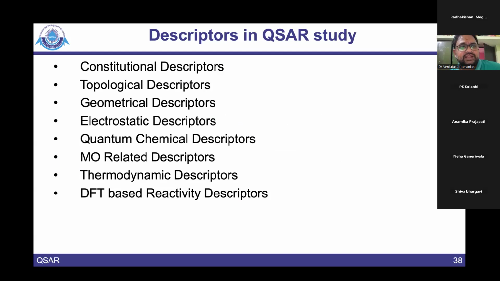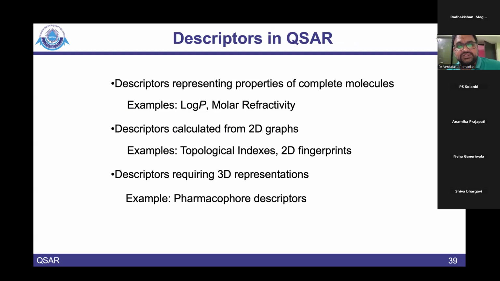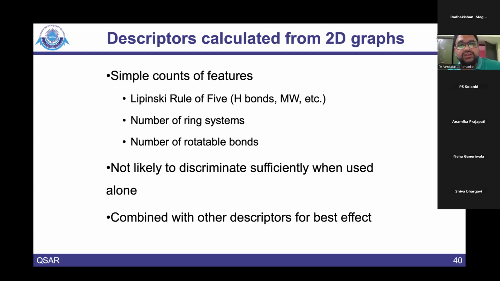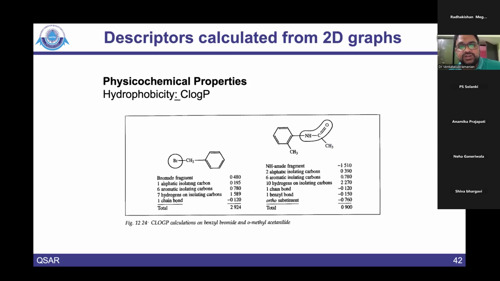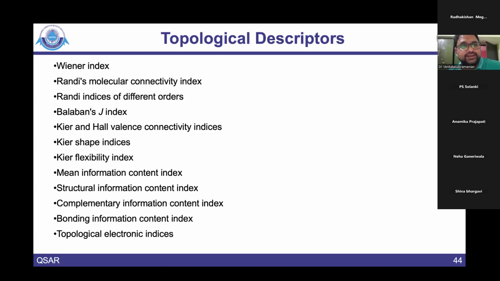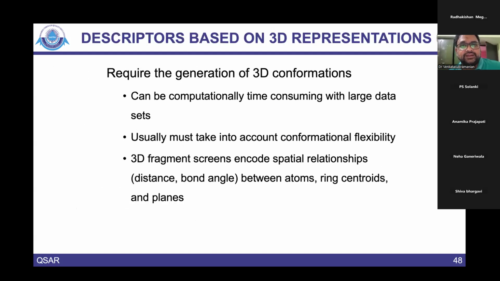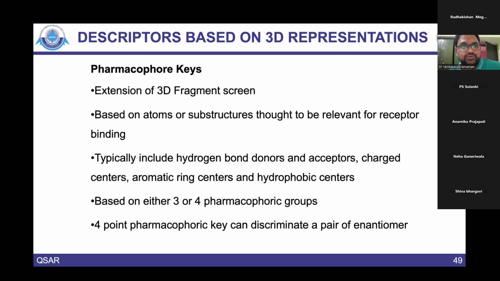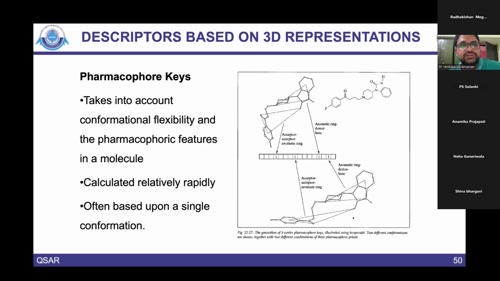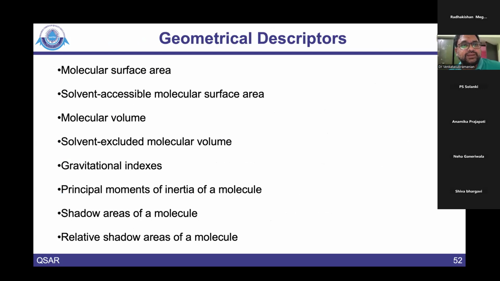There are a lot of other descriptors: constitutional, topological, geometrical, electrostatic, quantum chemical, quantum mechanical, molecular orbital, thermodynamic, DFT, and so on. So there are lots and lots of descriptors, as I have here. All these descriptors can be used, and pharmacophore based descriptors can also be used.